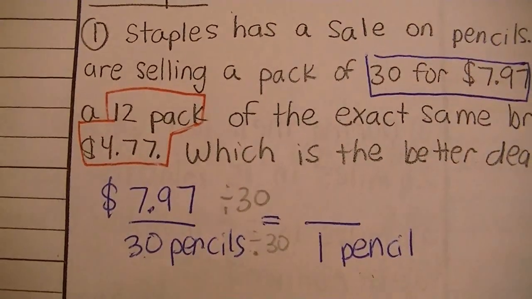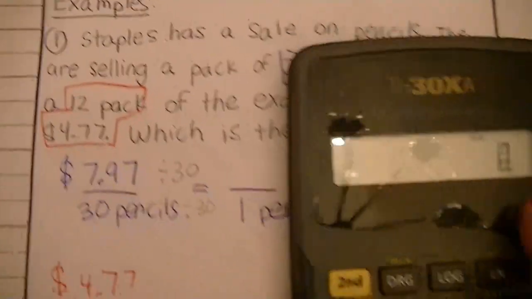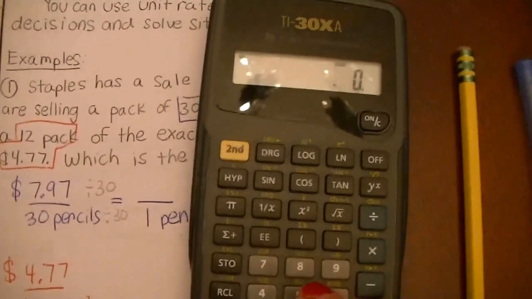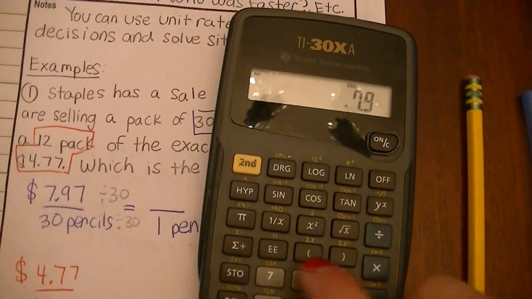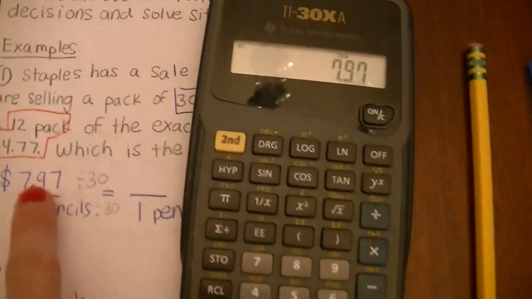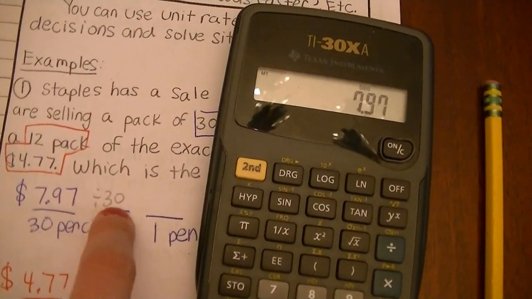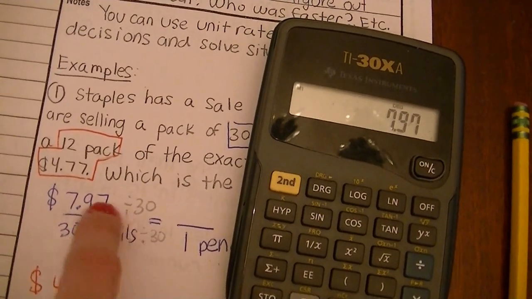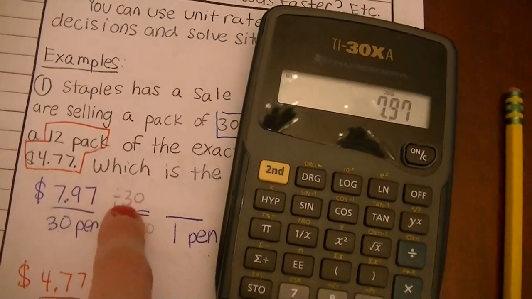So I'm going to go ahead and punch that in my calculator because I don't know that in my head. It is $7.97 divided by 30. And I do want you to write the divided by right here. Don't put it on this side because that wouldn't make any sense. Put it right here, because it's $7.97 divided by 30.